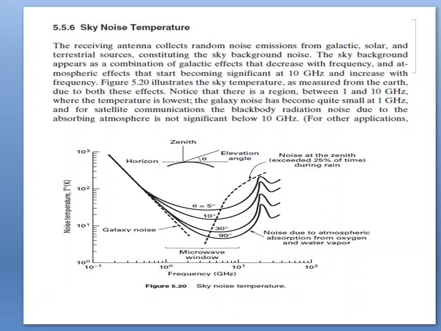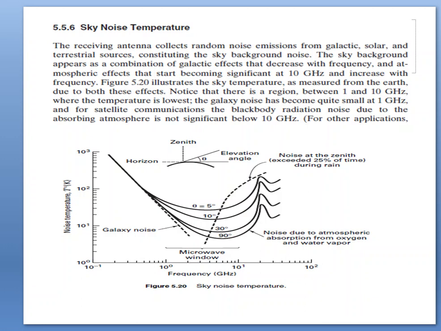Notice that there is a region between 1 to 10 GHz where the temperature is lowest. The galaxy noise becomes quite small at 1 GHz, and for satellite communication, the blackbody radiation noise due to the absorbing atmosphere is not significant below 10 GHz. The region is known as the microwave window or space window, particularly useful for satellite or deep space communication. The low sky noise is a principal reason for such systems primarily using carrier frequencies in this part of the spectrum.